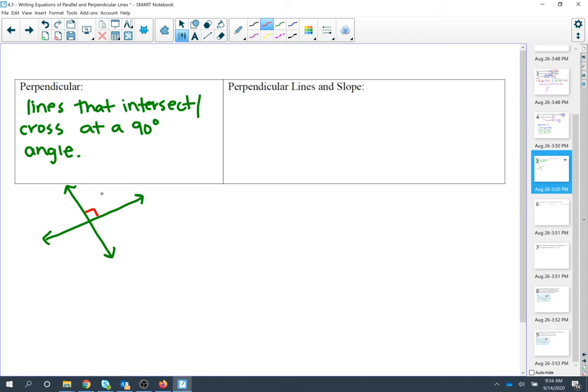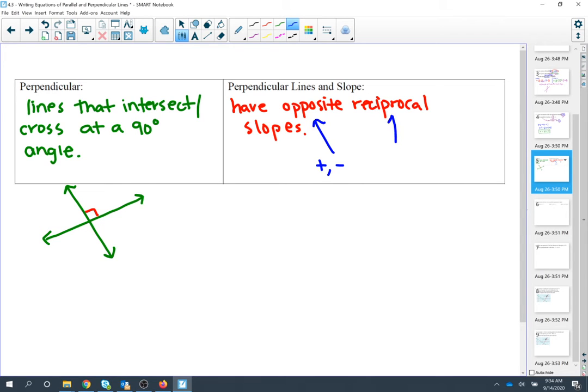Now, graphically, what that looks like is they have opposite reciprocal slopes. Now, when I say opposite, I mean the difference between like positive and negative. So if one of them is going to be positive, then the other one's going to be negative. And when I say reciprocal, I mean flip, upside down.